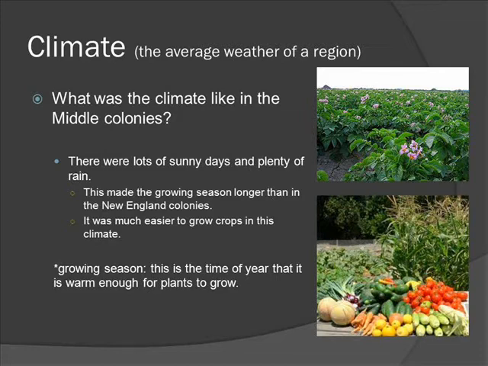There were lots of sunny days and plenty of rain. The growing season in the Middle colonies was a lot longer than it was in the New England colonies.